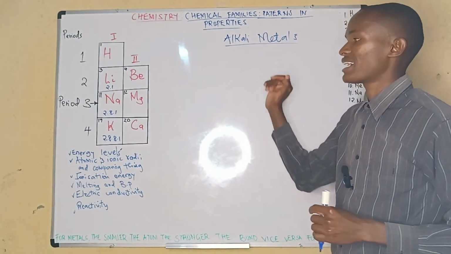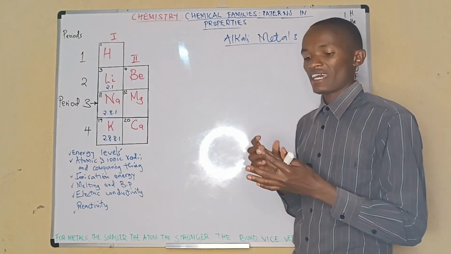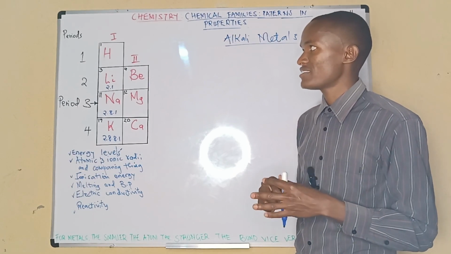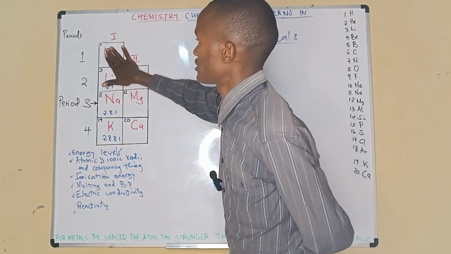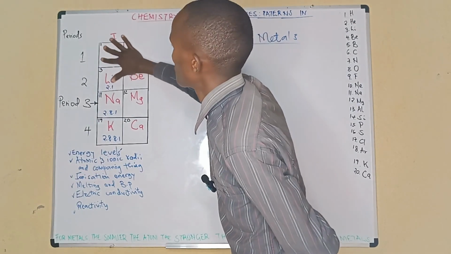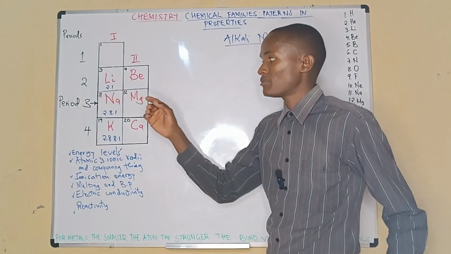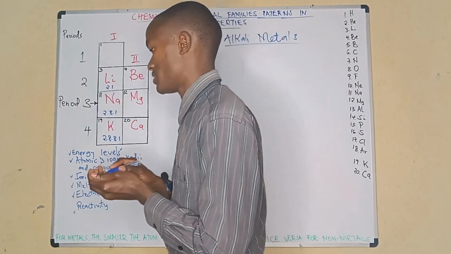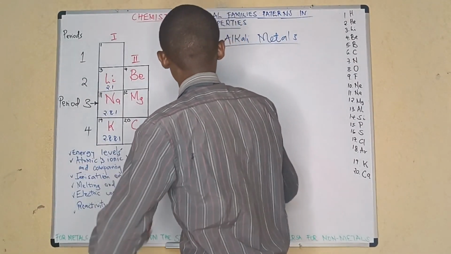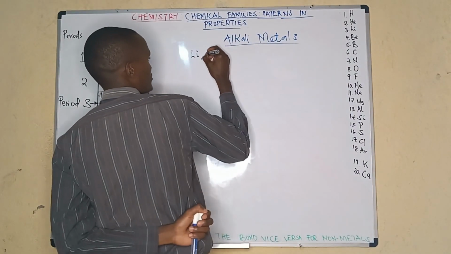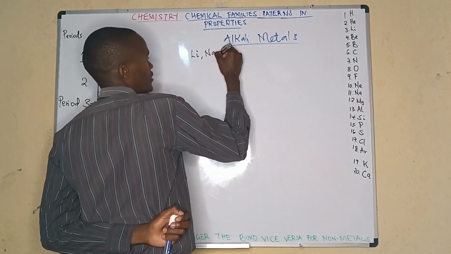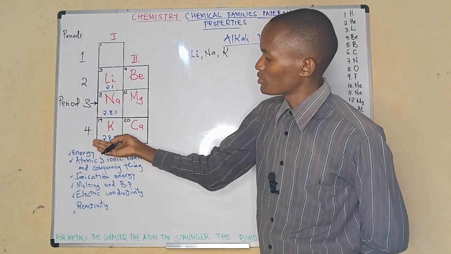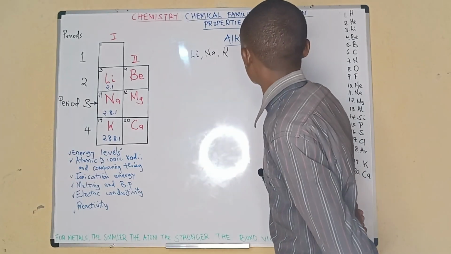So we are starting with alkali metals, and to name them alkali metals now, we said that hydrogen will be an exception. Yes, it may be placed in group 1, but it is not a metal, so this one will have to excuse us. Hydrogen. We are left with lithium, sodium, potassium.